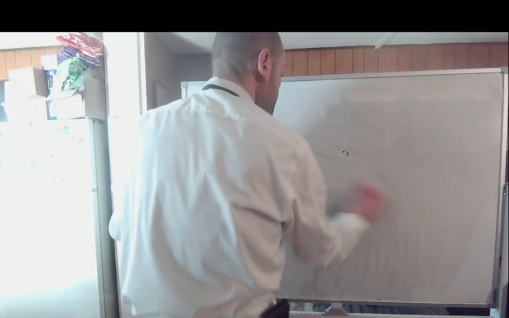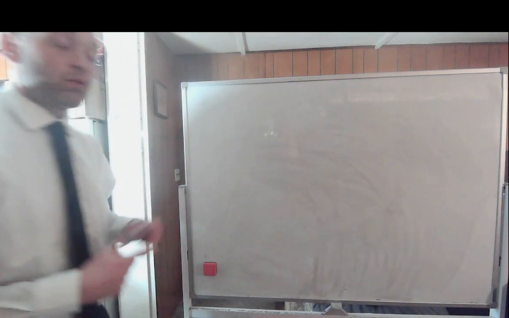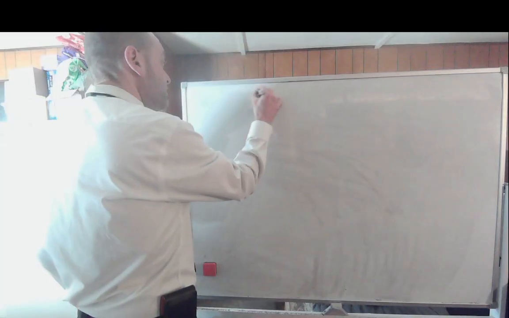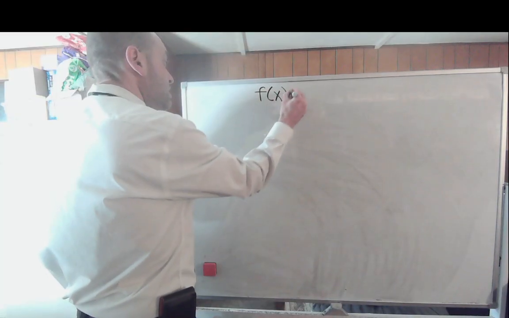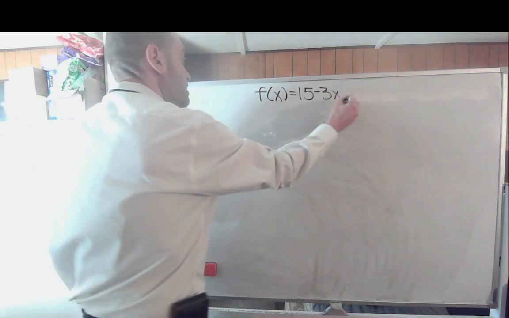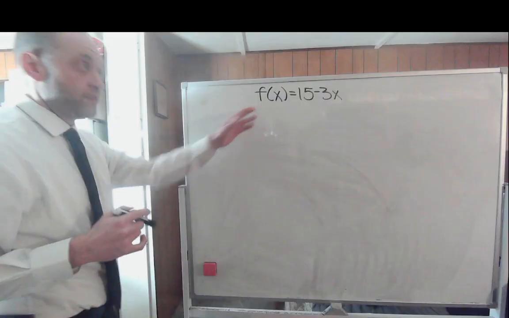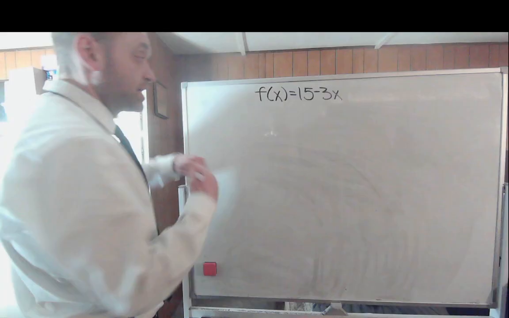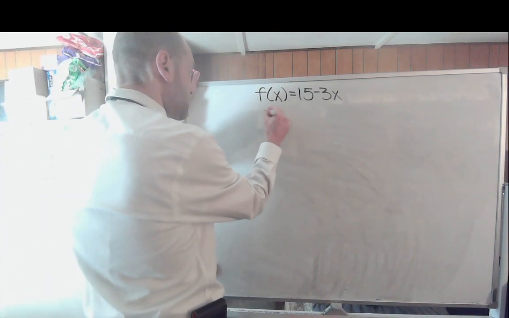So we can also find real values for where the function equals 0. Let's say we have f of x equals 15 minus 3x. We want to find where f of x equals 0. So all you have to do is take the f of x and set it equal to 0.